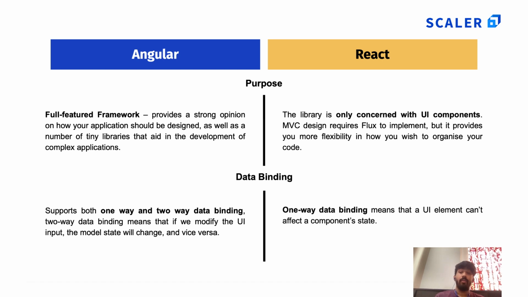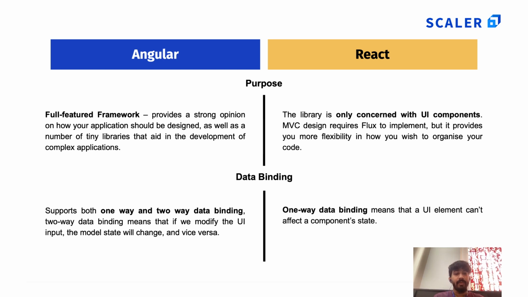So in Angular, both one-way and two-way data binding are there. Two-way data binding basically means if you modify the UI input, whatever is entered in the UI, the model state will change, and vice versa. So if something is changed in the UI, the model state itself will change. If something changes in the backend, even the input will be modified in the UI. So that's basically two-way binding.